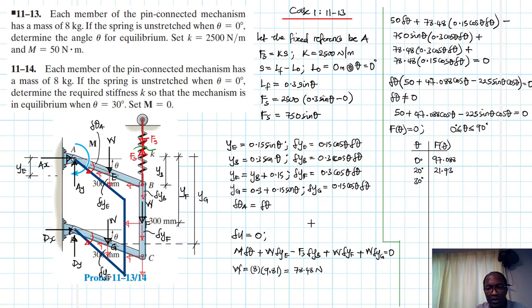21.93. Okay, that was fine. 30 degrees. Again, so we keep on checking until we find a point where we'll have one negative. Okay, they are just all positives. Okay, they are moving in the same direction.